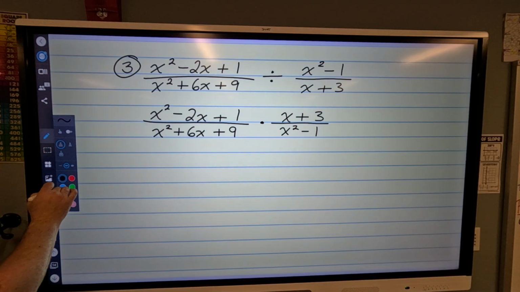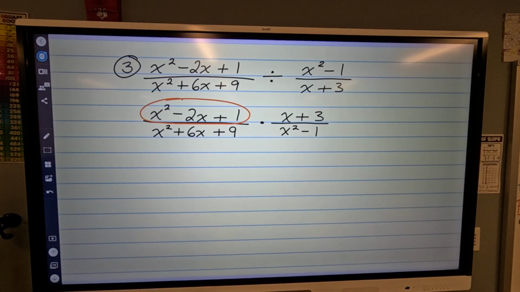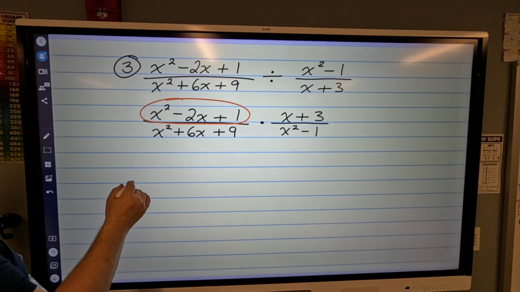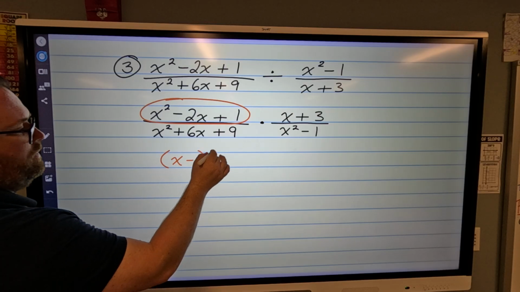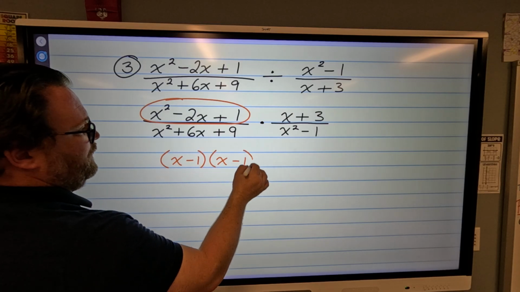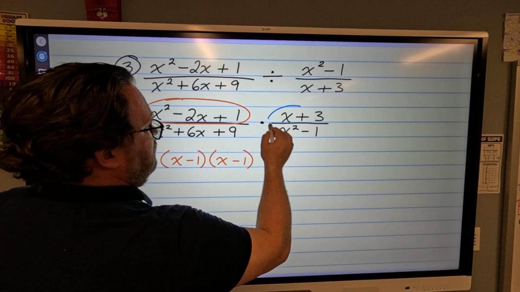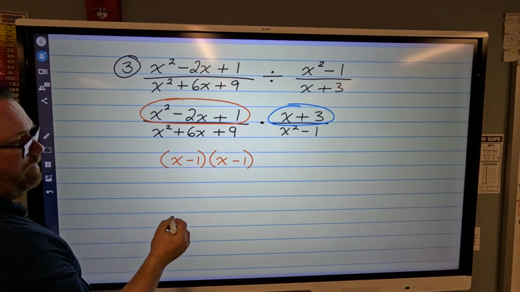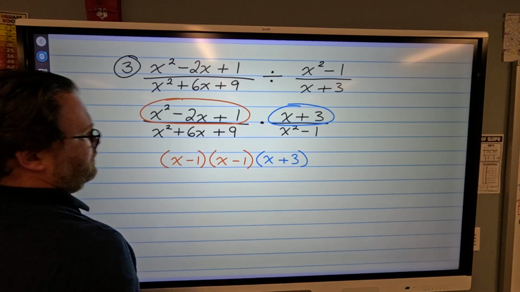All right, so this quadratic here is a perfect square trinomial, which factors into (x minus 1) squared, which would be (x minus 1) times (x minus 1). This here is just a binomial that we can't factor, so we'll just keep multiplying across times (x plus 3).